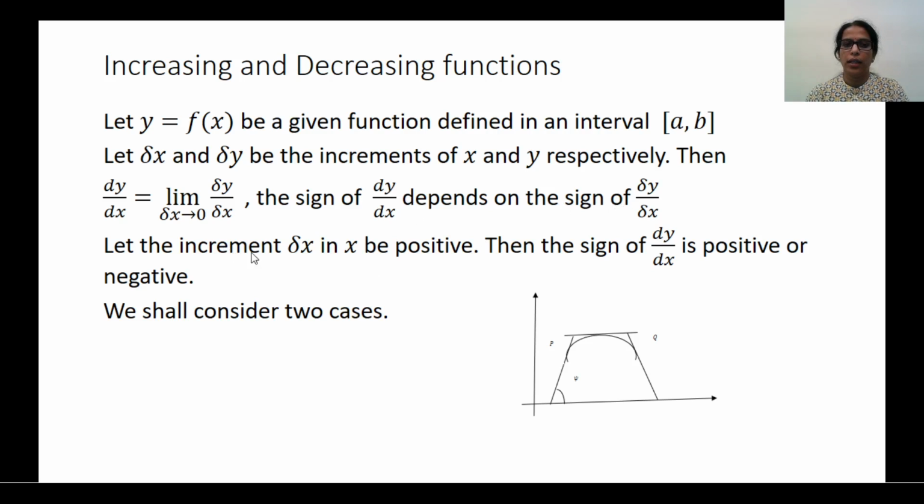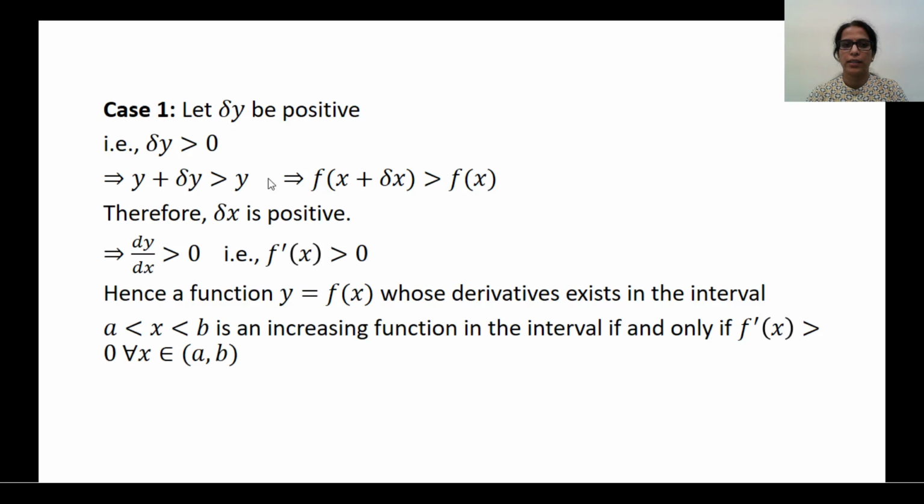Let the increment delta x in x be positive. Then the sign of dy by dx is positive or negative. Now we shall consider two cases here. First case, let delta y be positive.